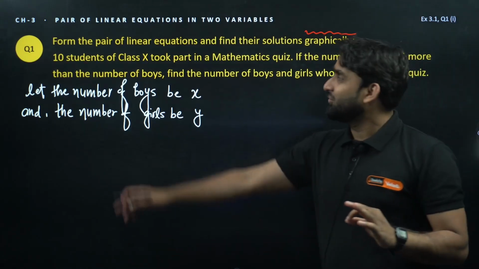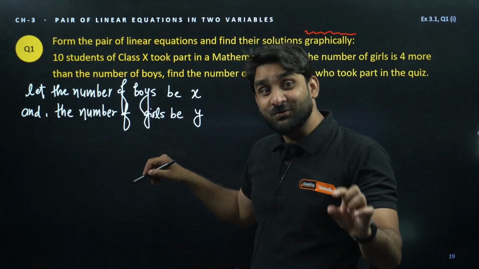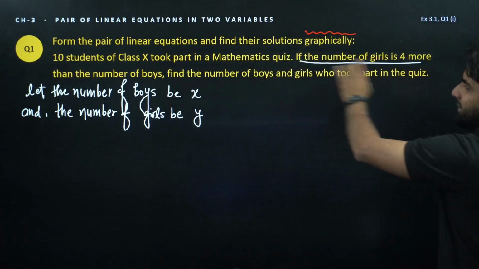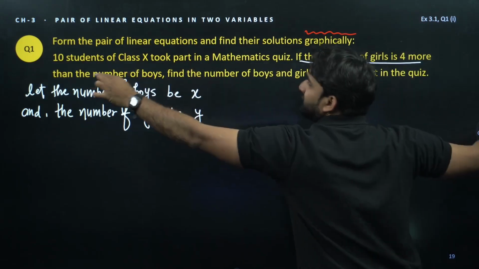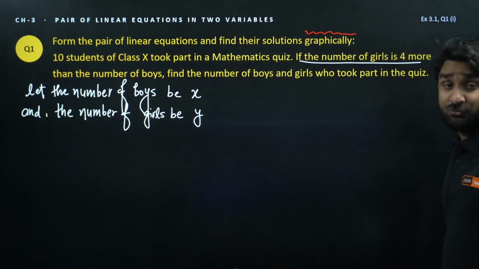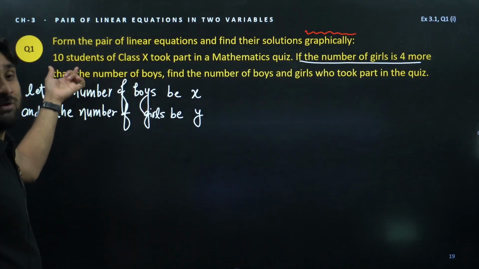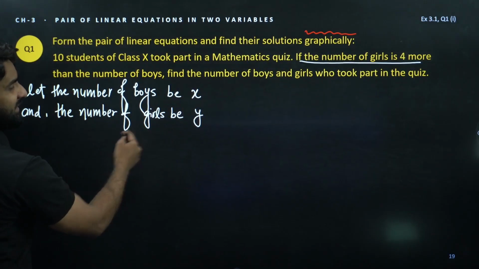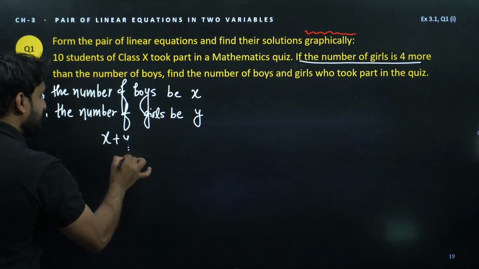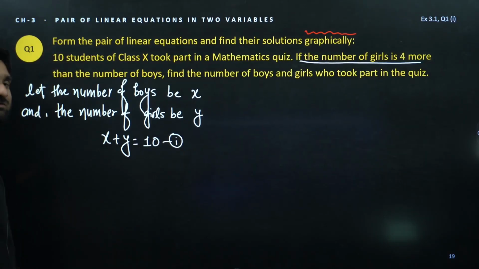Right, everyone? So what is the first line? 10 students. How many students are there? Total students are 10. The other condition is something else; we'll focus on that later. First, focus on the first line. How many students are taking part in the quiz? 10 students. So we have assumed X and Y. X is the number of boys, Y is the number of girls. So the sum X plus Y will be equal to 10. This is your first equation. I hope this is clear to you all.